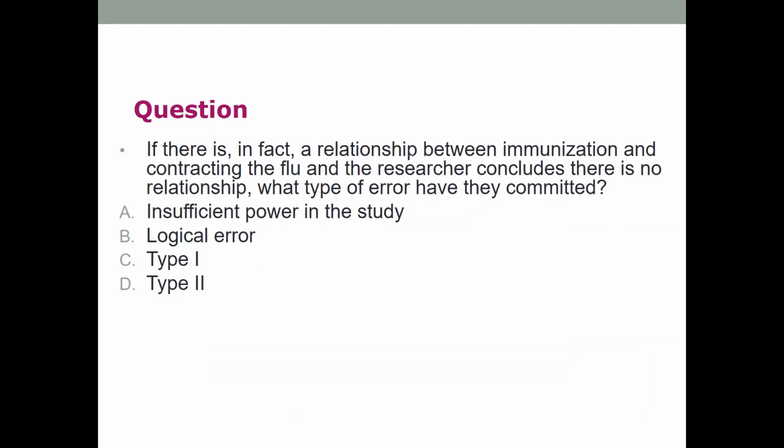So question, if there is in fact a relationship between immunization and contracting the flu, and the researcher concludes there is no relationship, what type of error have they committed? So there is a relationship between immunization and contracting the flu, and the researcher concludes that there is no relationship.